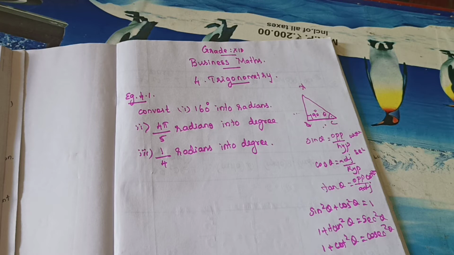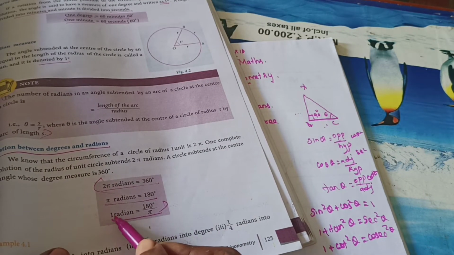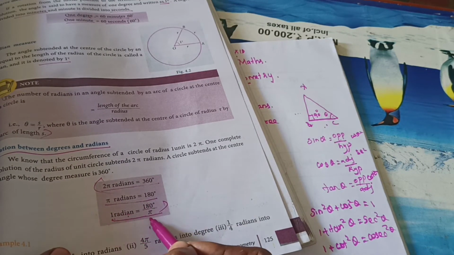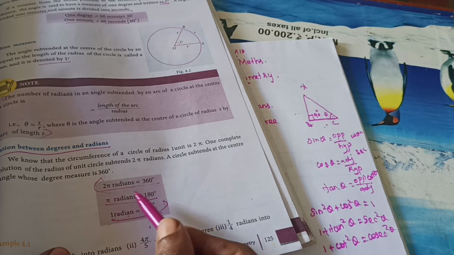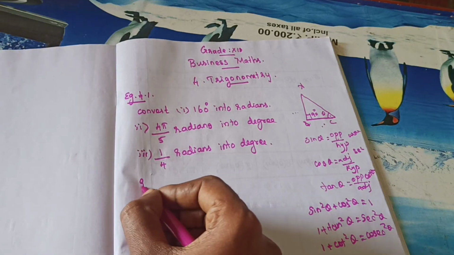How will you convert to radians? These three are very, very important. You need to learn this. If you need to convert, 1 radian means 180 degrees divided by pi. Pi radians, 2 pi radians, that is very important. You need to learn that. Using that only we'll do this problem.